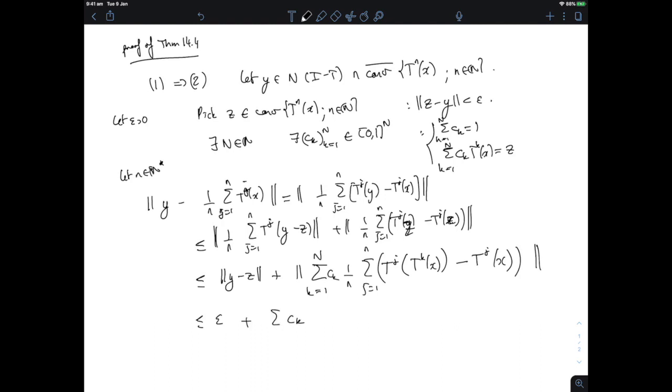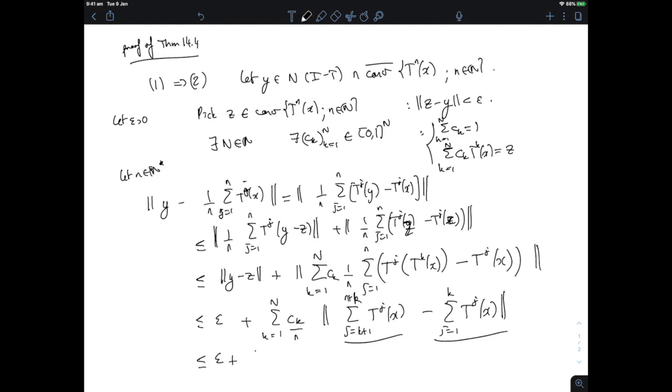I'm going to use the triangle inequality again, get the convex combination out, and then inside here, again just by the triangle inequality, the first sum is the sum j equals k plus 1 to n plus k of T^j x, and the second sum is the sum j equals 1 to k of T^j x. The point of all of that is that there are k elements in this sum and k elements in this sum, and so this entire thing here is smaller than epsilon plus the sum k equals 1 to capital N of 2k times c_k divided by n times the norm of x, because the norm of T^j is always smaller than 1.